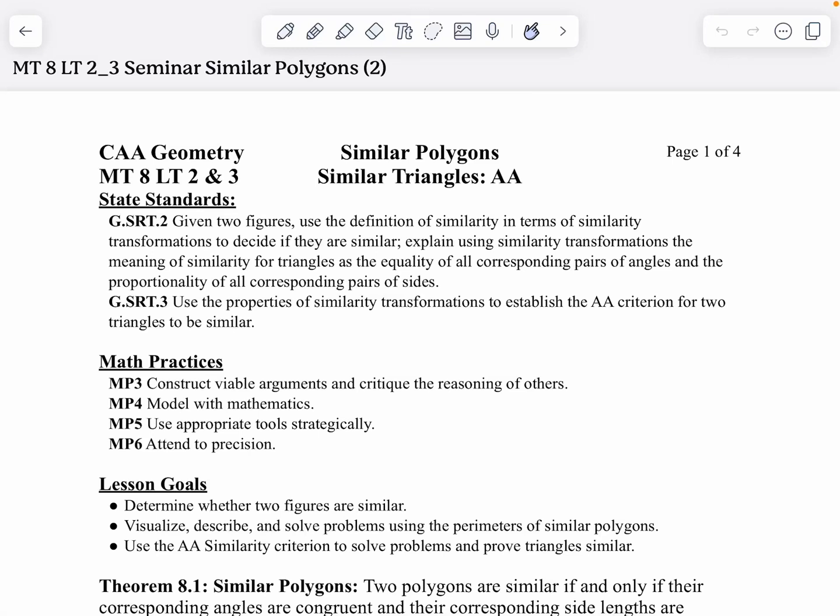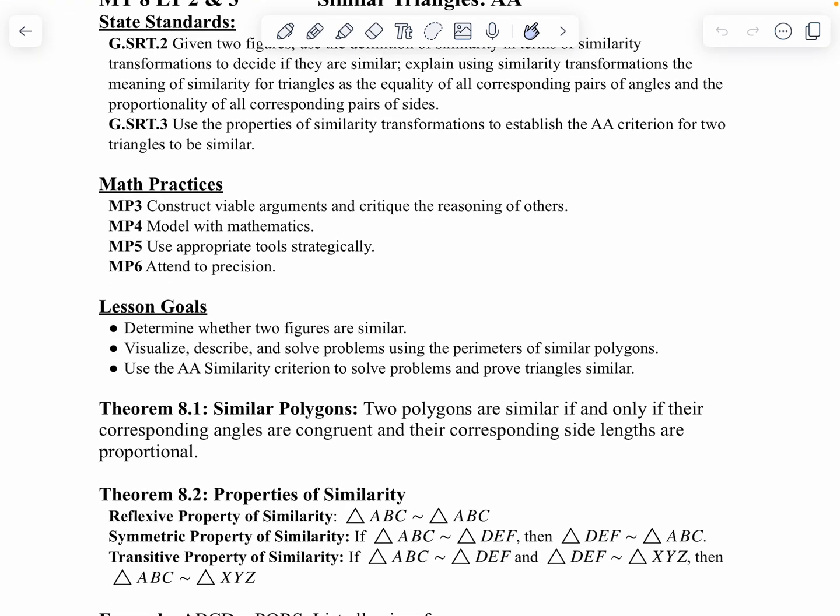Hello, let's take a look at your 8.2 and 8.3, or LT8, MT8, LT2 and 3 seminar. And what we want to learn in this seminar is to determine whether two shapes are similar. We want to visualize, describe, and solve problems involving the perimeter of similar polygons. And we want to use the angle-angle similarity to show triangles are similar.